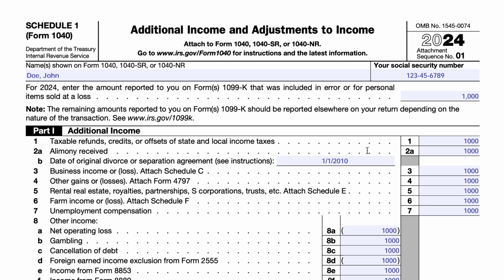And remember that Schedule 1 is kind of a summary form. So this is a compilation of all the items of additional income. And we're going to go through each line so you can figure out what form you should be expecting with that. So let's start with line 1. This would be taxable refunds, credits, or offsets of state and local income taxes. So this would be something like if you received a local income tax refund, you may be required to report that amount. And you would know this if you received a Form 1099-G. The G is for government payments.